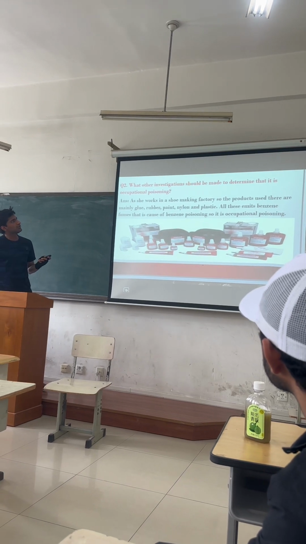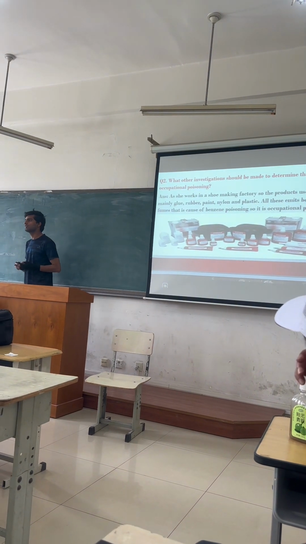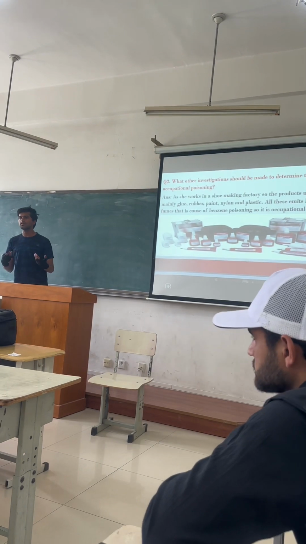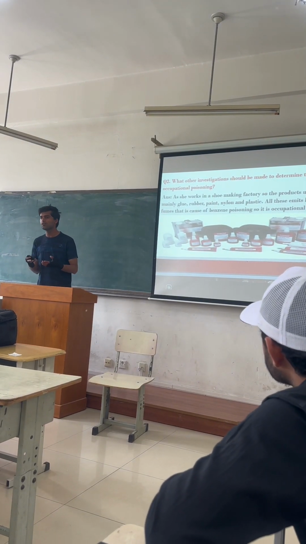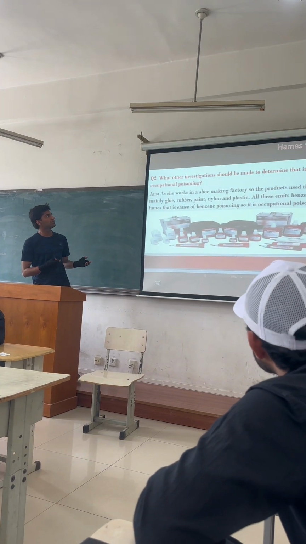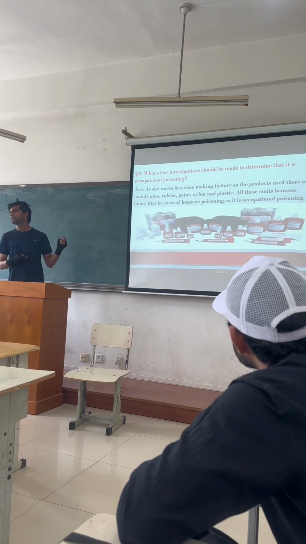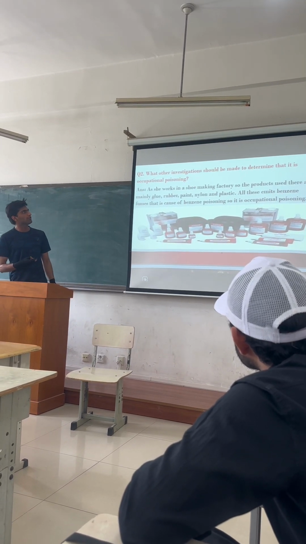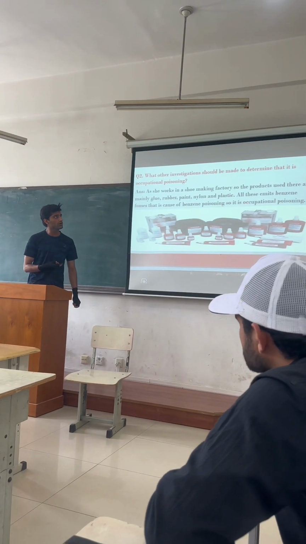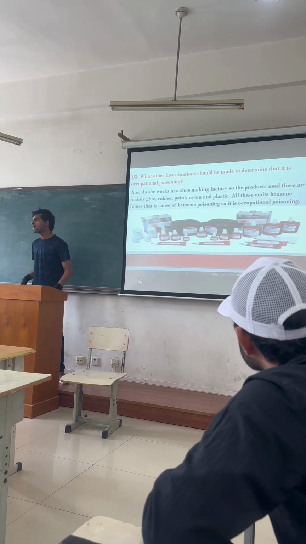What other investigation should be made to determine that it is an occupational disease? Occupational disease, as one knows, is a disease caused by the worker working in a certain specific environment, and that environment contains these toxic chemicals. So, what makes it occupational poisoning? The worker, Miss Shaw, works in a shoe making factory, so the products used there are mainly glue, rubber, paint, nylon, and plastics. All these emit benzene fumes, which causes benzene poisoning. So, it is occupational poisoning.